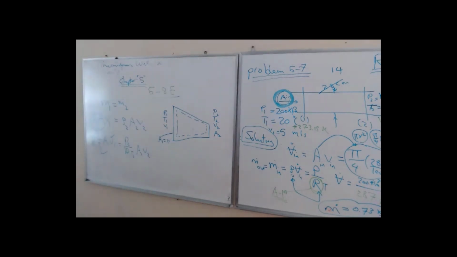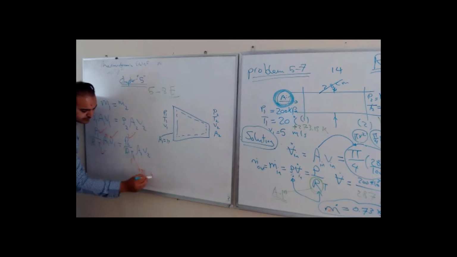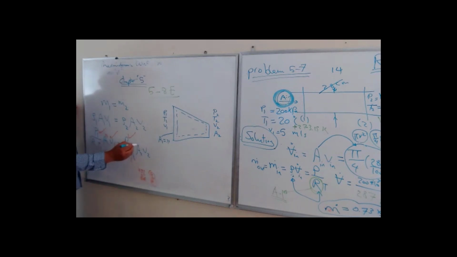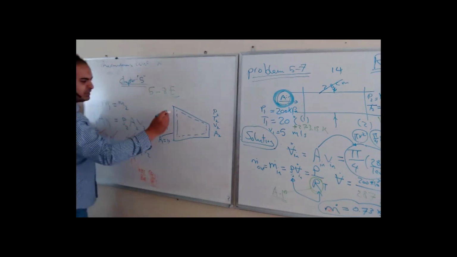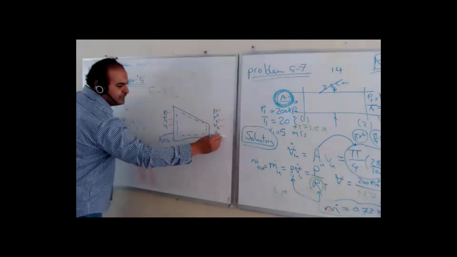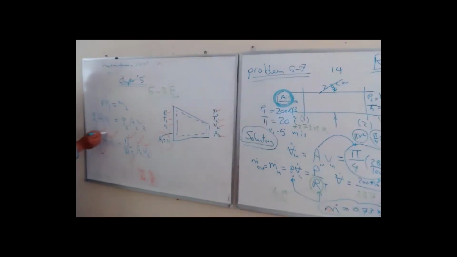Correct? We have P1, yes. We have T1, yes. We have area 1, no. We have V1, yes. P2, yes. T2, yes. Everything should be absolute. So for example, if the temperature is in SI, it should be Kelvin. If it's British, it should be Rankine. If you have area 2, yes. You have V2, yes. So I give you this in the problem of this diffuser and ask for this. So what's the unknown? This guy. That's it. This is a steady flow.